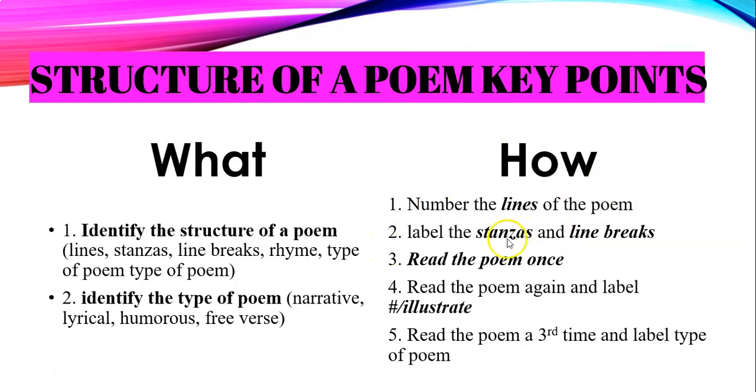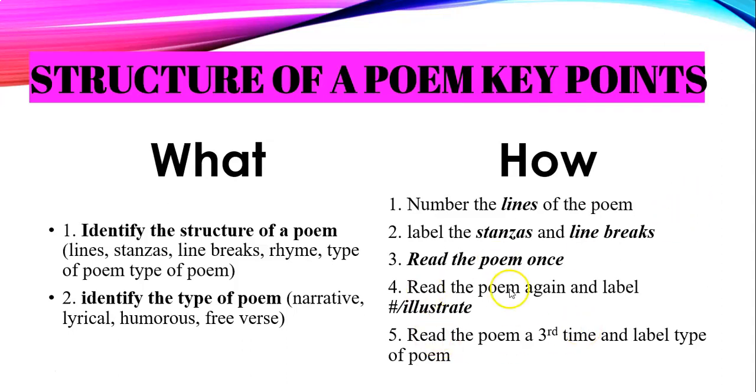And how are we going to do that, boys and girls? Well, we have to number the lines of the poem. We have to label the stanzas and the line breaks. We have to read the poem. So the first time that we read the poem, we are identifying any type of sensory language. Remember, sensory language is anything that appeals to our five senses. Well, actually, six senses. What we see when we close our eyes, what we see, what we hear, what we can touch, what we can taste, what we can feel.